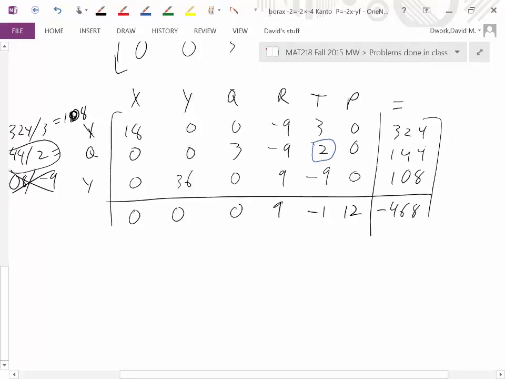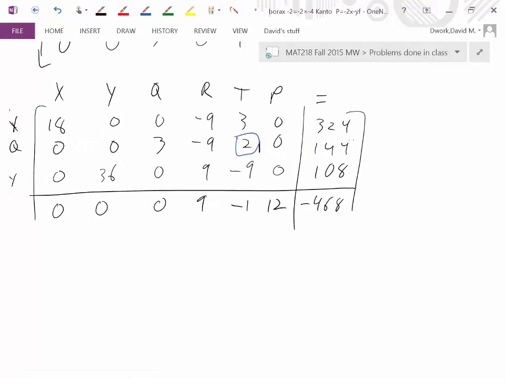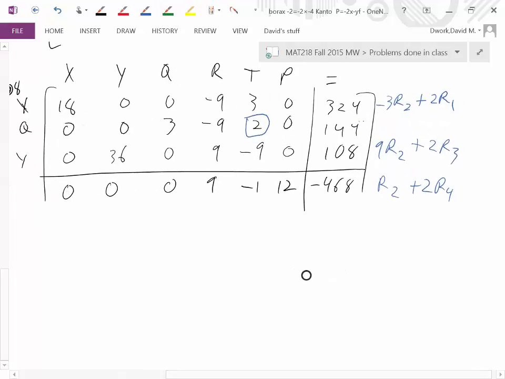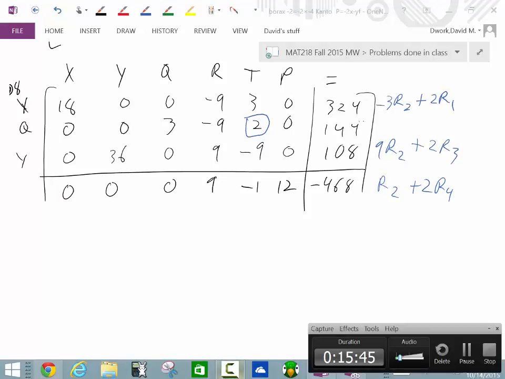All right, so let's make our row operators. I'm going to need to do negative 3 row 2's plus 2 row 1's. Since I already have the negative, I don't need a negative here, so I'm just going to do 9 row 2's plus 2 row 3's. And then finally, I already have a positive and a negative, so I just need row 2 plus 2 row 4's. Once again, I'm going to pause the video. Let's hope my math is correct.